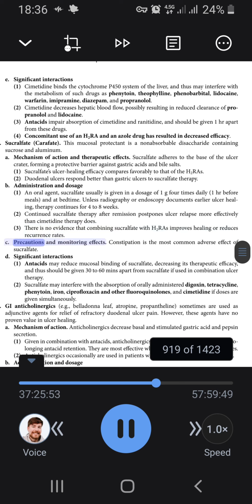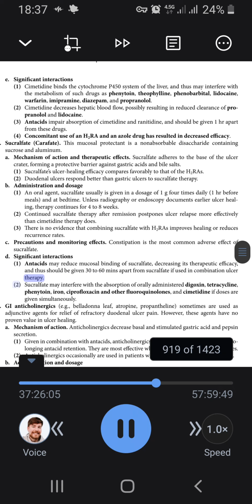C. Precautions and monitoring effects. Constipation is the most common adverse effect of sucralfate. D. Significant interactions. 1. Antacids may reduce mucosal binding of sucralfate, decreasing its therapeutic efficacy, and thus should be given 30 to 60 minutes apart from sucralfate if used in combination ulcer therapy.